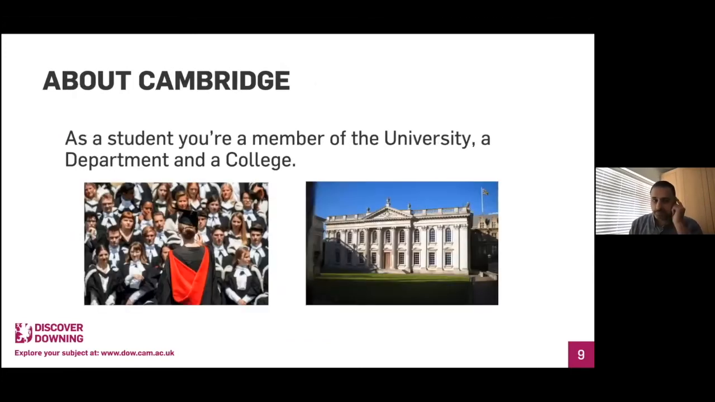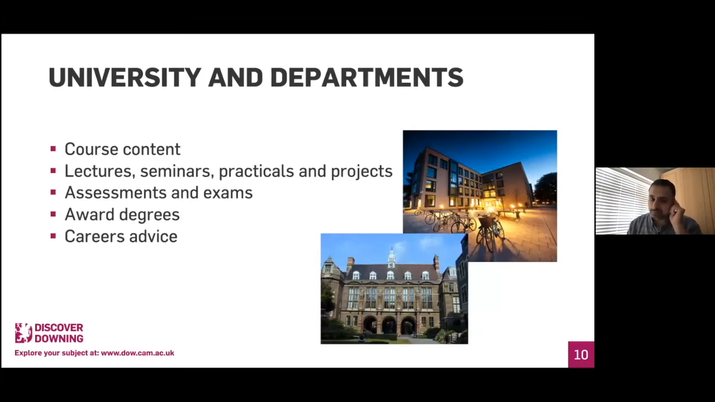So a little bit about the university. If you become an undergraduate student at the university, you are a member of the university and the department that you're studying at, as well as a college. Now, what do the departments offer in terms of services and content for students when they're studying here? They're here to set the course content. So they will provide you the syllabus document for your undergraduate course that you're going to be studying.